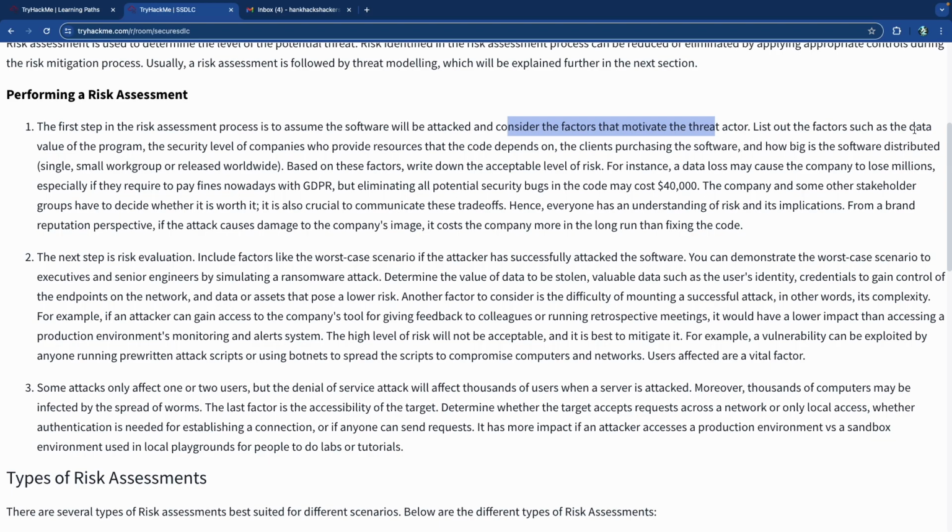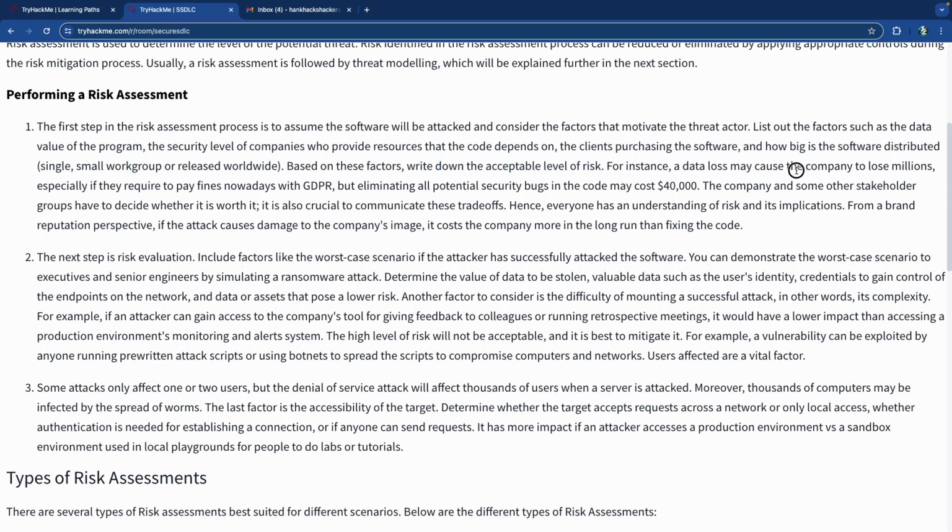And then you would list out the factors such as the data value of the program, the security level of the companies who provide the resources that your code depends on if you're using a third-party company, the client's purchasing software, how big is the software distributed? So is it a single, a small work group? Is it a worldwide release? And then based on these things, you write down the acceptable level of the risk.